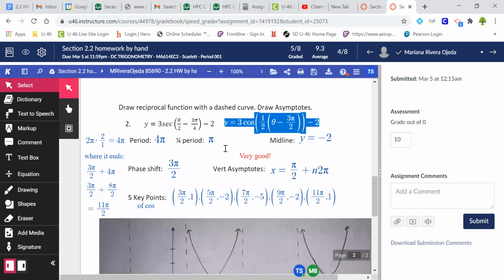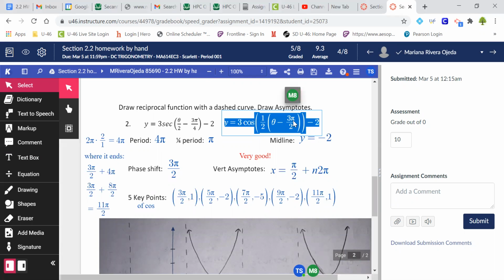The second one is secant. You absolutely would graph the cosine version first. And it says draw the reciprocal function. So Mariana de Grey here rewrote it as a cosine function, but then also factored out the b value. Here the b value is a half, which makes your period twice as long, because the period for secant is normally 2 pi, but if b is a half, then it becomes 4 pi. That's just 2 pi divided by b. And when you factor out a half, 3 pi over 4 becomes 3 pi over 2.